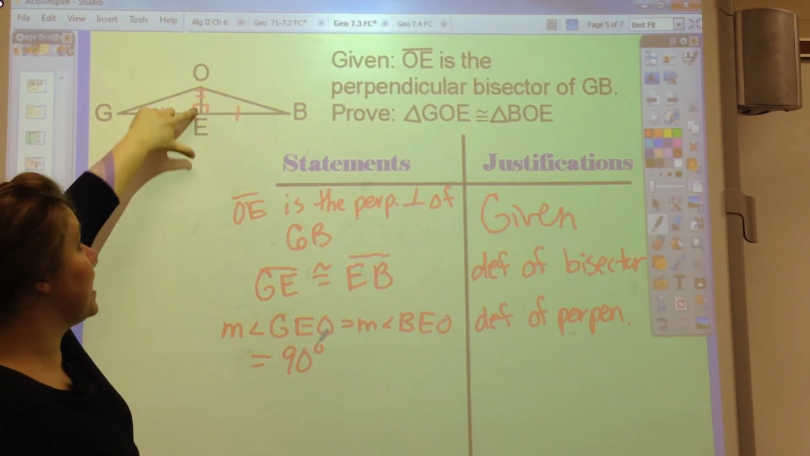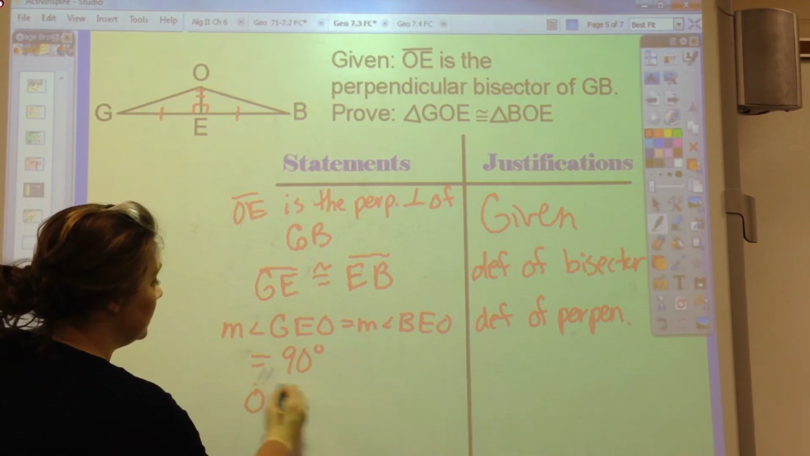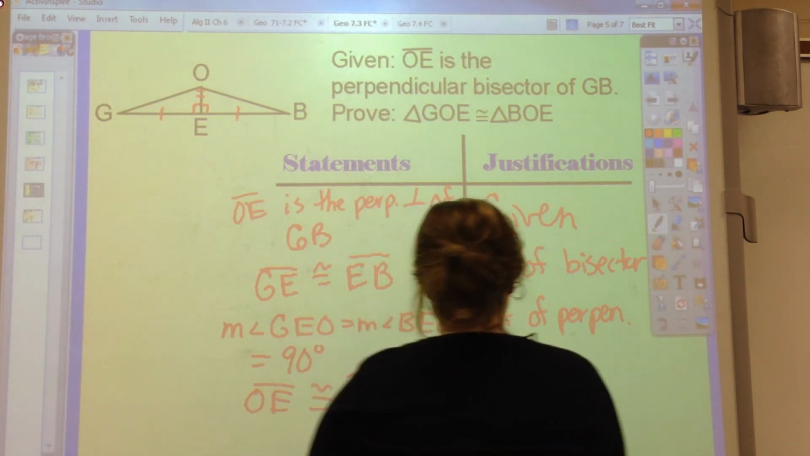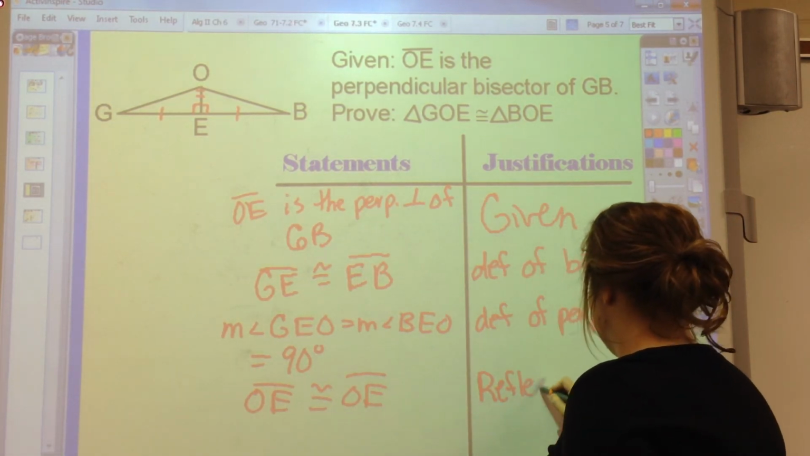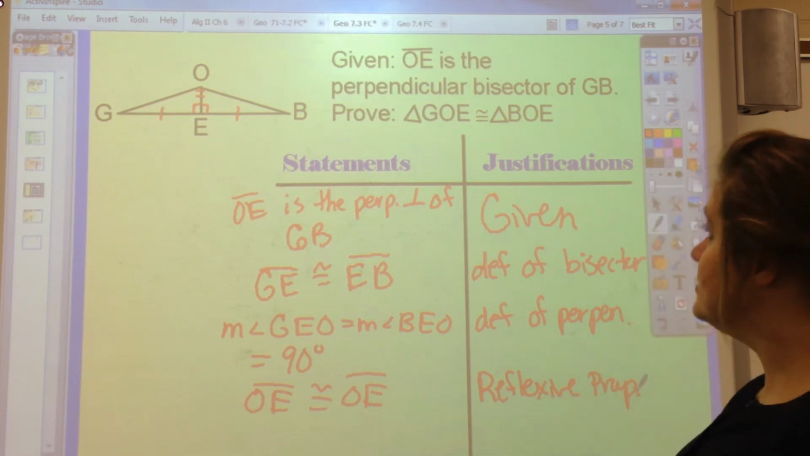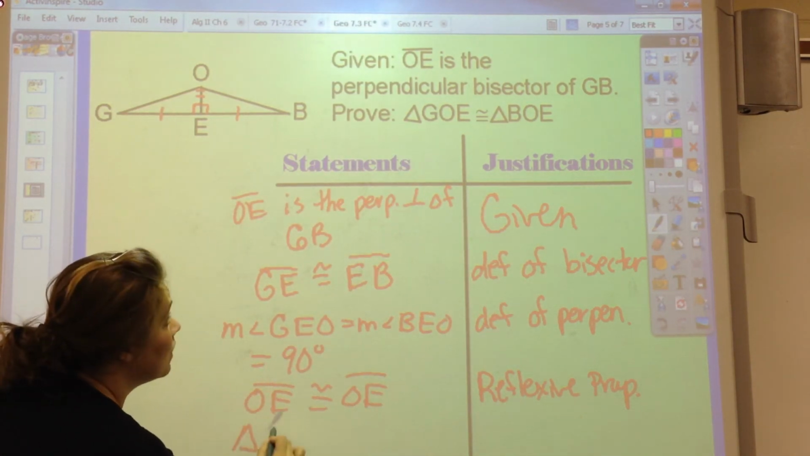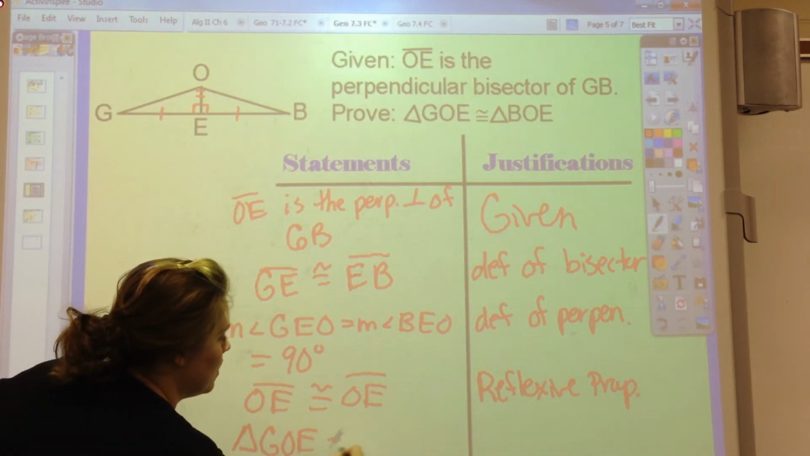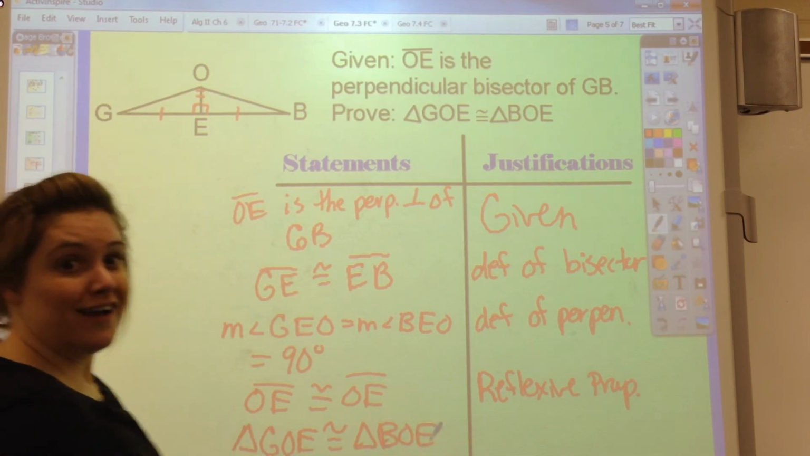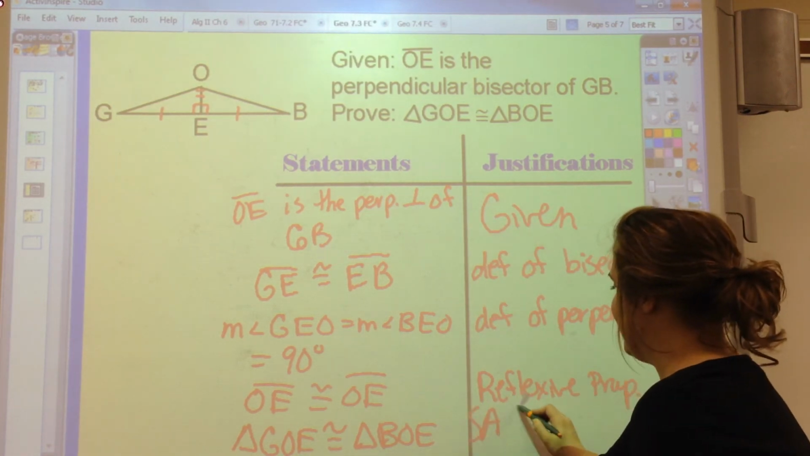The last thing I need to say is that OE equals itself. And why can I say that, hey, OE is congruent to OE? That's, again, the reflexive property. Now, I can say my two triangles are congruent. What theorem tells me that? Is it side angle side? Awesome. Side angle side theorem.